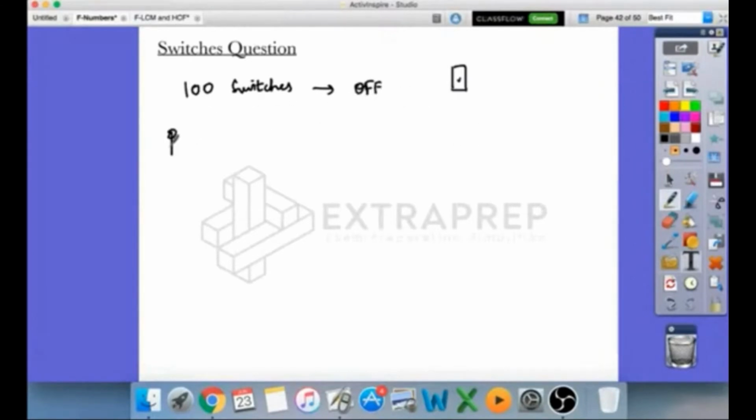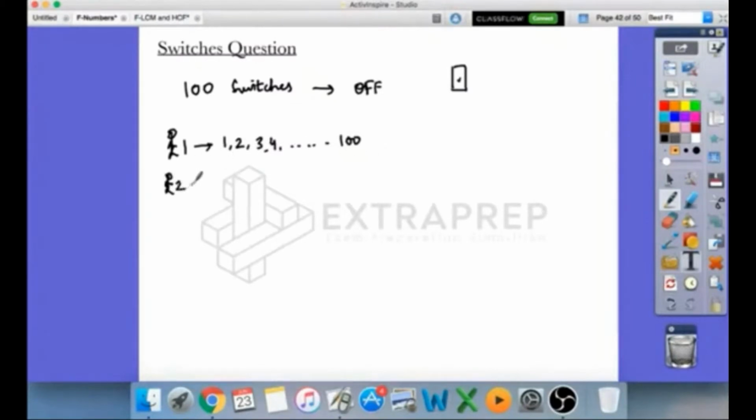Okay. Then a person comes, the first person, and he goes on pressing all the switches, 1, 2, 3, 4, and so on up to 100. So what did he do? He turned them on. So he turned all the 100 switches on.